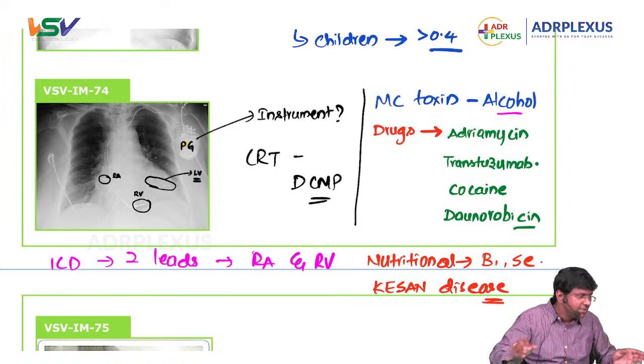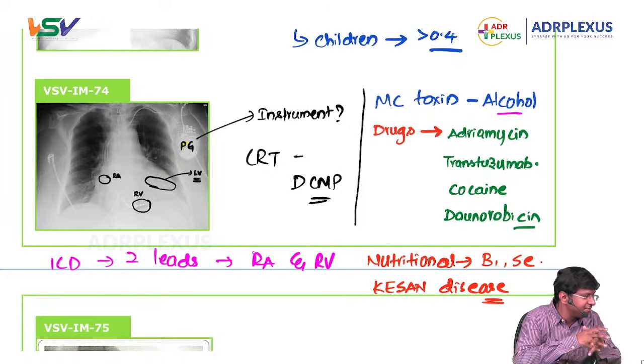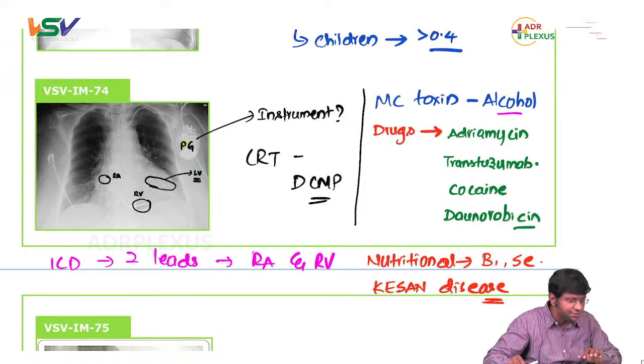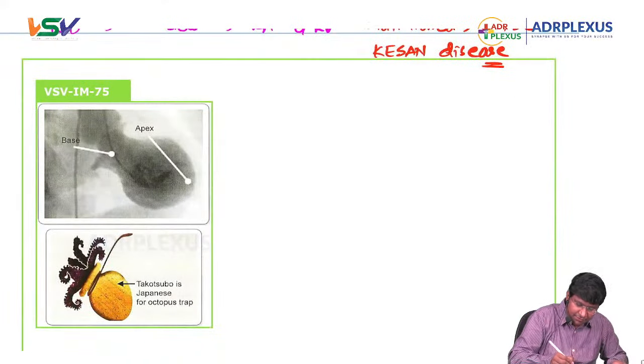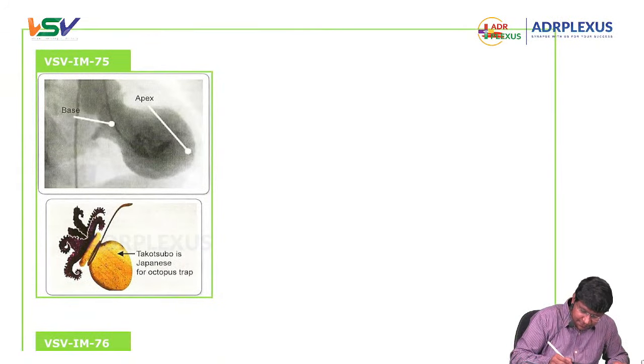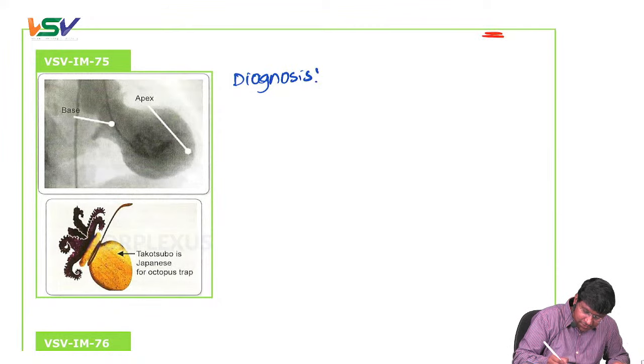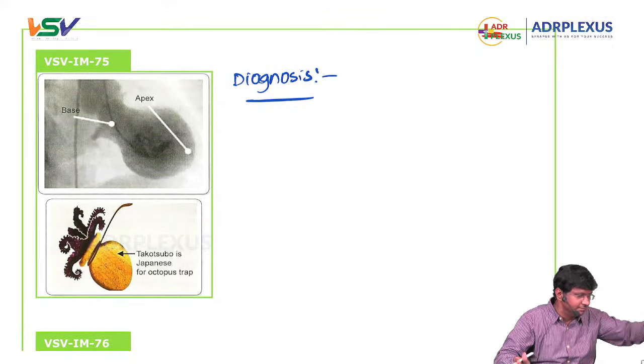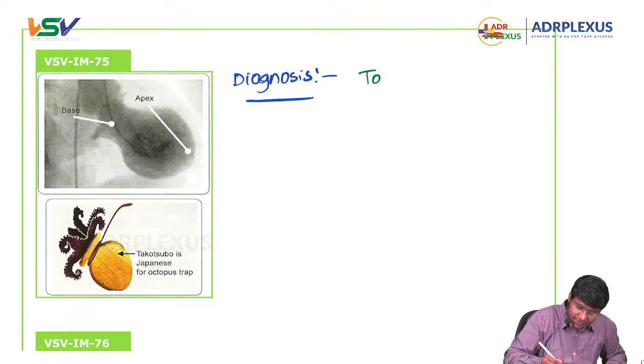Right? And in patients with dilated cardiomyopathy, you will have features similar to those of heart failure, and along with first and second heart sound, you will also hear a third heart sound. Okay. Yes. Diagnosis. What is the diagnosis of this? Very good. So this is nothing but your Takotsubo cardiomyopathy.